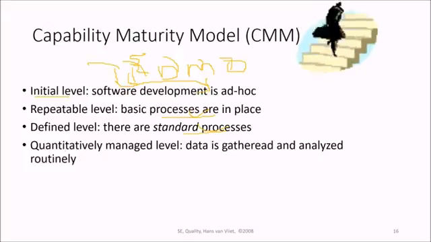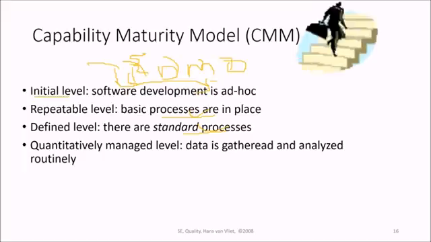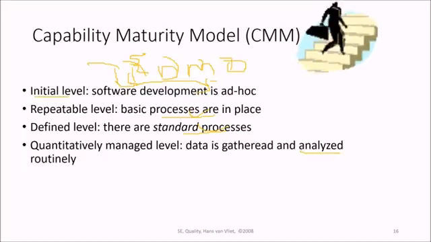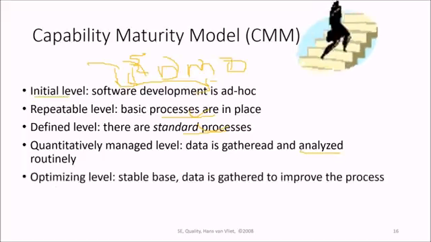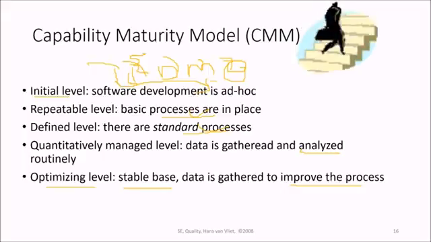In the quantitatively managed level, or managed level, data is gathered and analyzed routinely. Then the optimizing level, that is the optimized level, has a stable base. Data is gathered and the process is continuously improved.